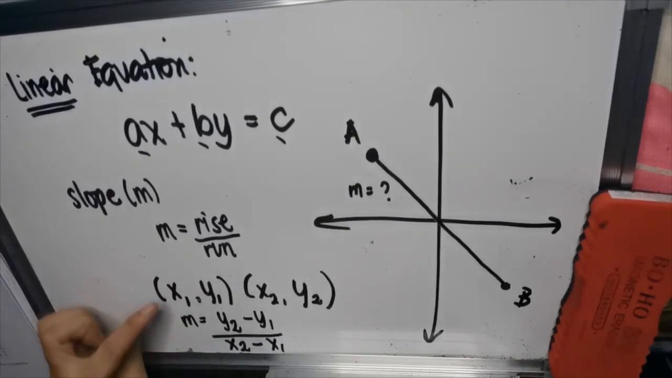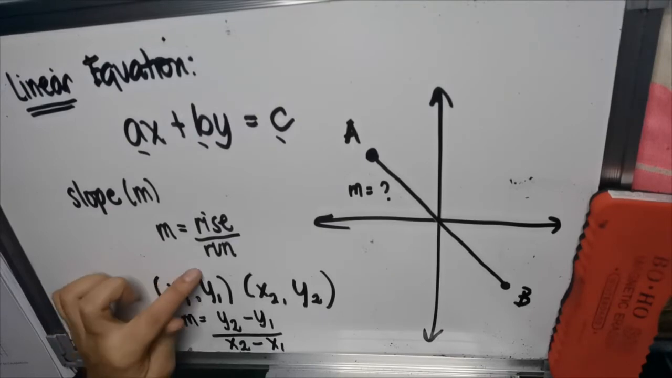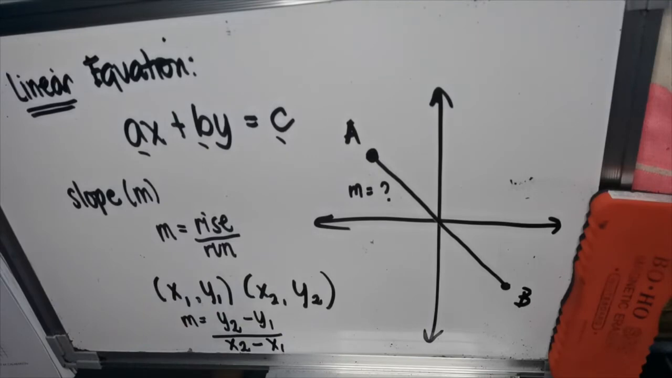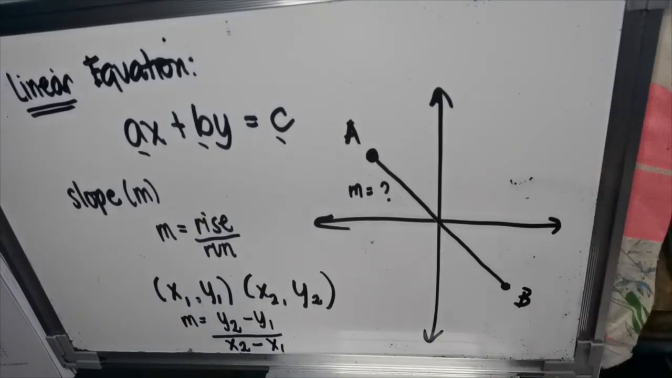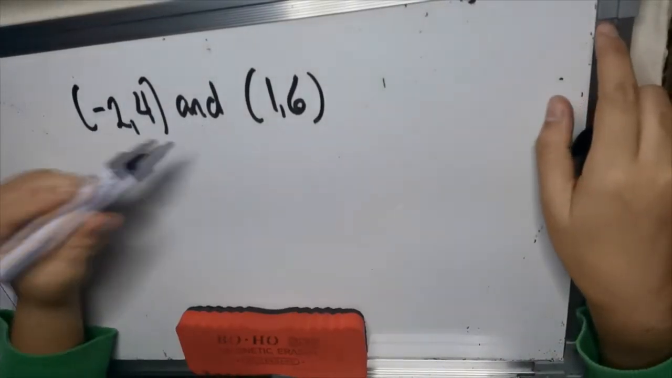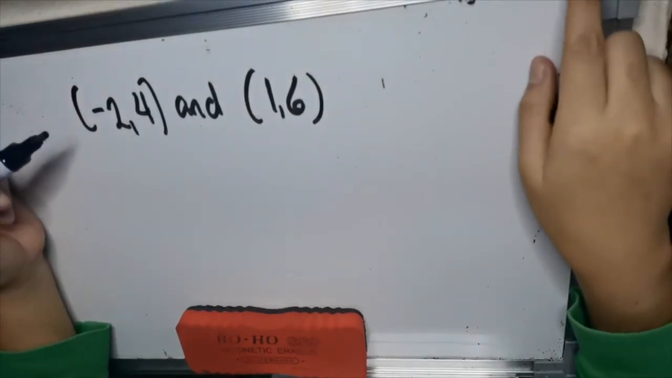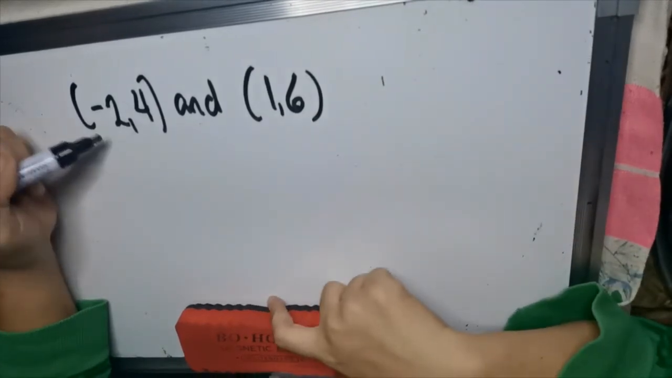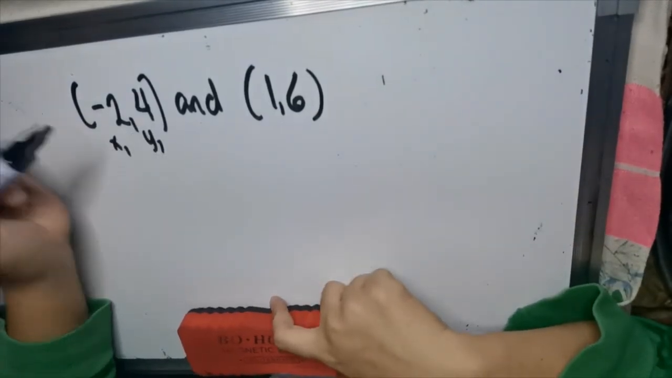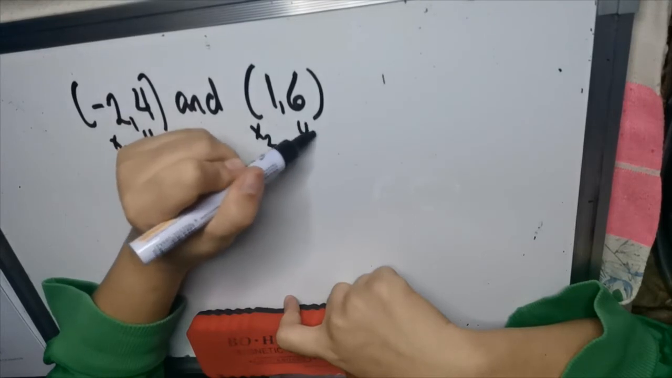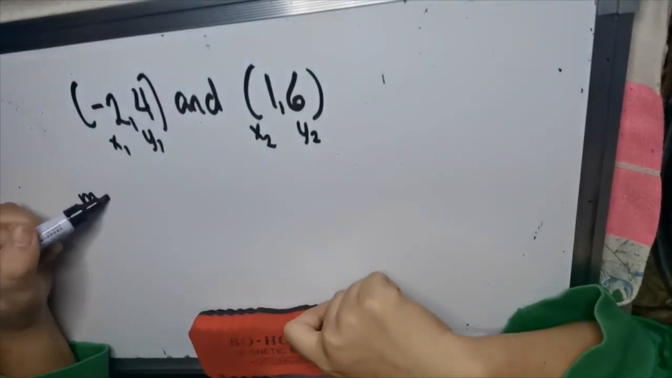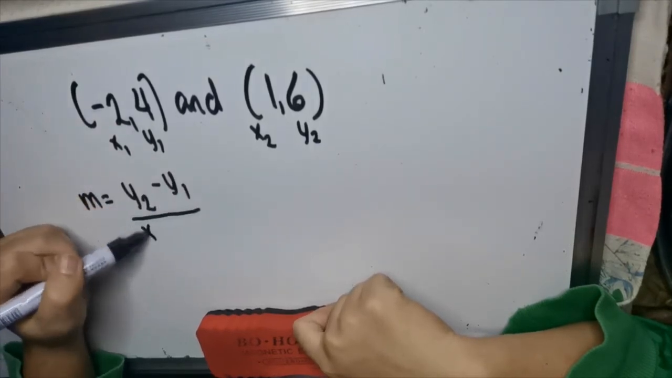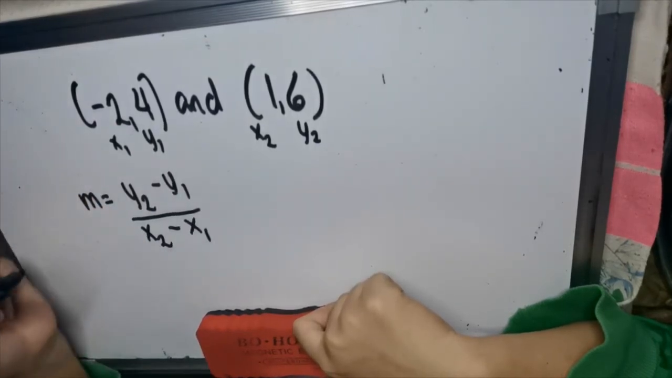So, kailangan muna natin ma-identify what are the coordinates. X sub 1, Y sub 1, X sub 2, Y sub 2. Say for example, we have negative 2, 4, and 1, 6. Ano daw yung slope ng ating line? Given ay itong 2 points natin. So, ito ang ating X sub 1, Y sub 1, X sub 2, Y sub 2. Formula natin ng slope: y sub 2 minus y sub 1 over x sub 2 minus x sub 1.